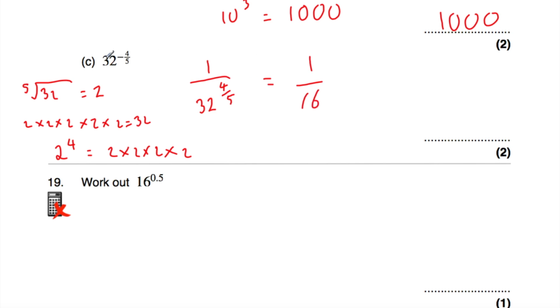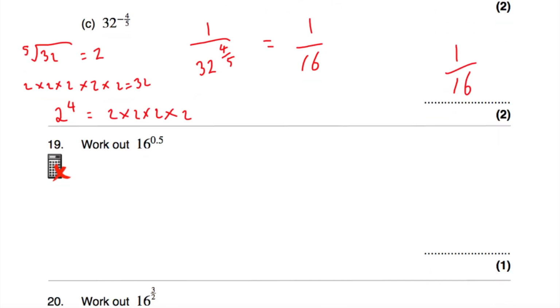And that's it. So if you've got 32 to the power of negative 4/5, the answer would be 1 over 16. And what I do whenever I've got negative fractional indices is I change it from a negative power to a positive power by doing 1 over, and then just work out what that denominator is. The denominator would be 16 by doing the fifth root and then doing to the power of 4. So the answer is 1 over 16.